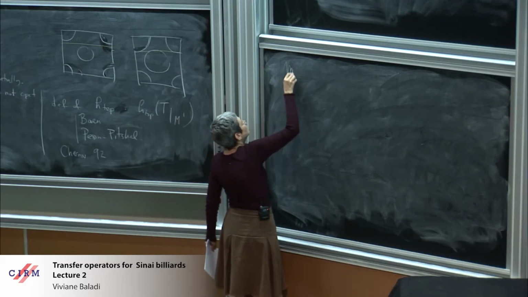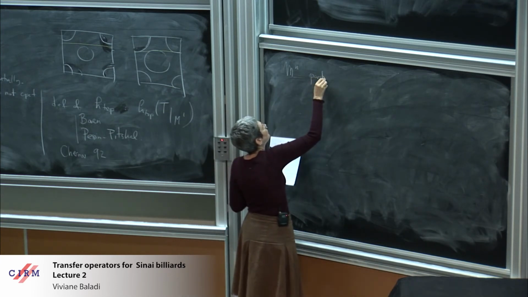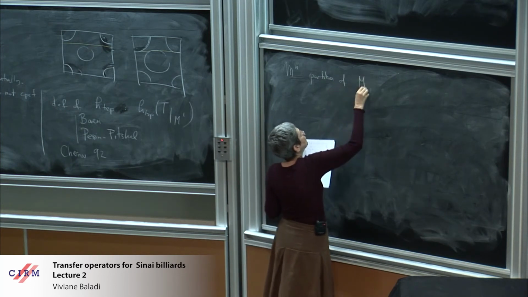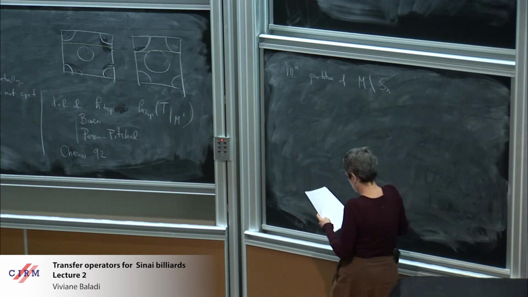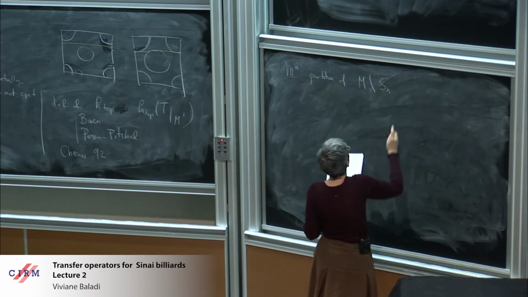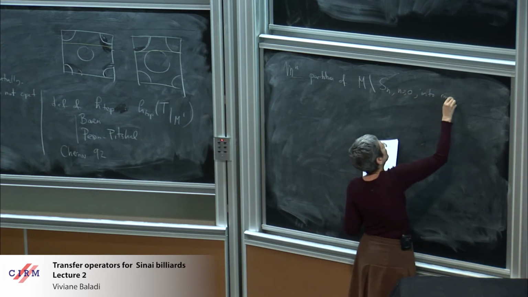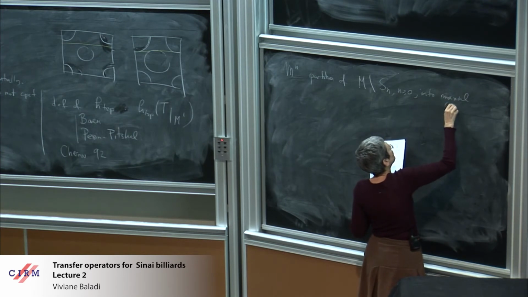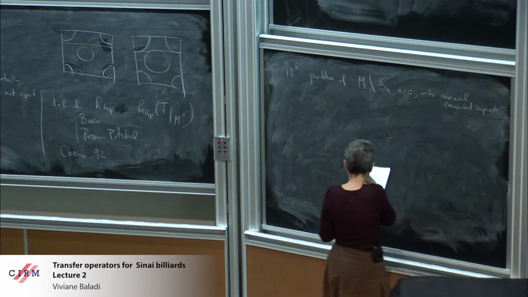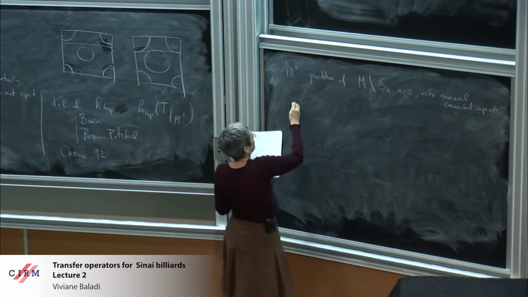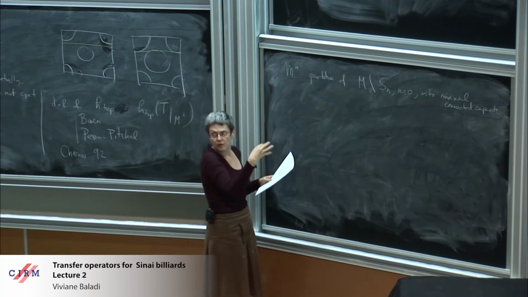So you define Mn to be the partition of M from which you remove, remember these are the singularity curves up to level n, this is for n bigger than 0, into maximal connected components. Okay? And then, so this is a partition depending on n, but it's not the iteration of a single partition.